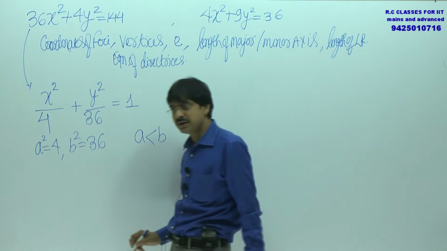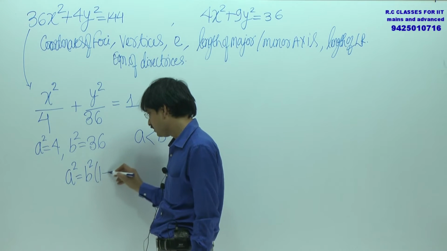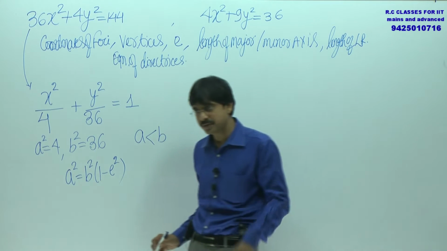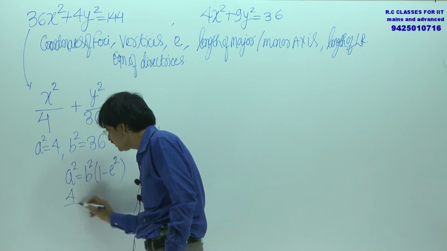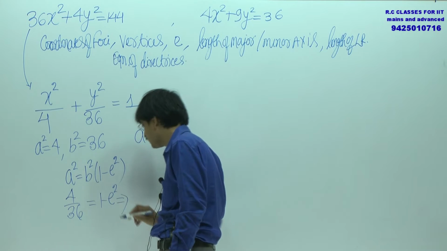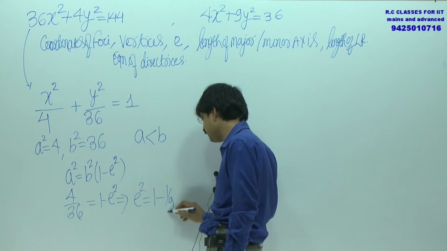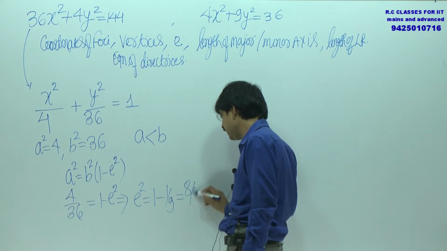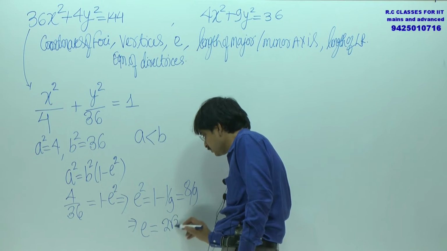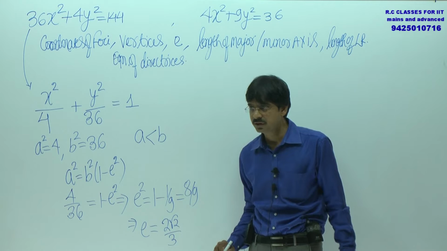तो इस केस में जब a और b में रिलेशन की बात की जाएगी, that will be a square is going to be equals to b square into 1 minus e square. First of all, you are going to find out the eccentricity of that curve. So it will be 4 by 36 is equals to 1 minus e square. So e square is equals to 1 minus 1 by 9, 8 by 9, and that e will be equals to 2 root 2 by 3. That is the eccentricity of that curve. Curve की eccentricity आ गई आपको. ठीक.